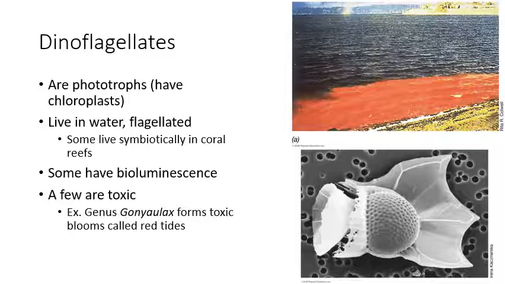So specifically, or most commonly, the genus Goniolix, which when it forms blooms because of overpopulation or a population explosion, then you have a lot of those toxins that it produces, and they can kill fish and poison people. So this is an example of a Goniolix cell, and here is a bloom caused by Goniolix. So this would be toxic. This is called a red tide. These types of blooms are called red tides, and you don't want to get in the water when you see the red tide.